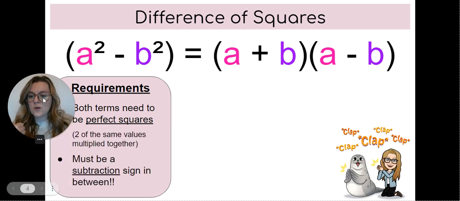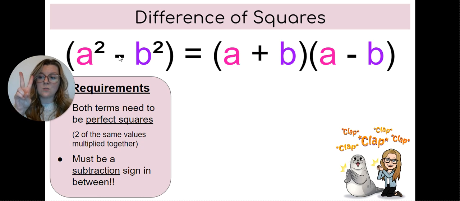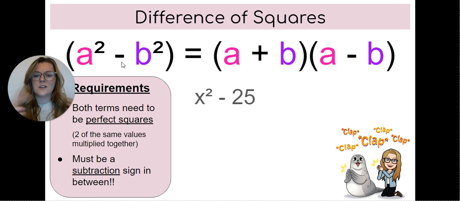Check number two is that this has to be a subtraction. If there's a plus, we cannot use this formula, so be very careful. So in the end, we're looking for perfect squares and we're looking for this minus here. So let's bring back up this example. x squared, is that a perfect square? Can I multiply the same thing by itself to get x squared? Yeah, x times x is x squared, so that's my a term.